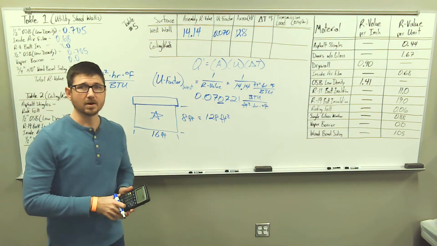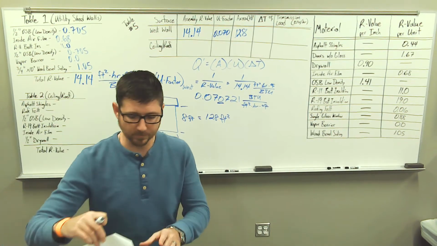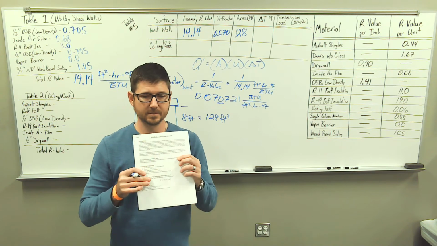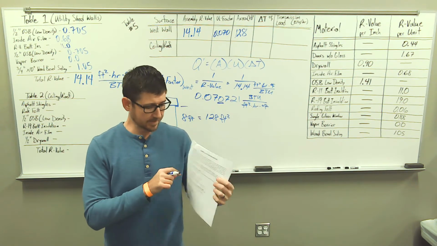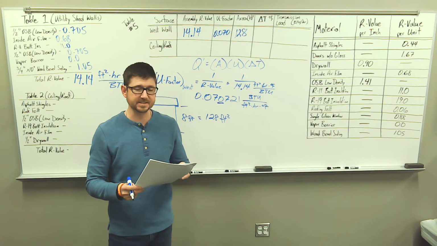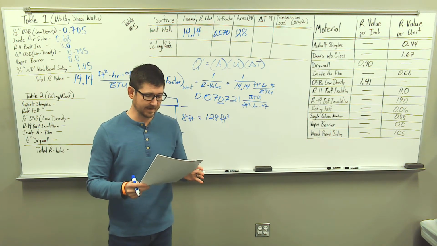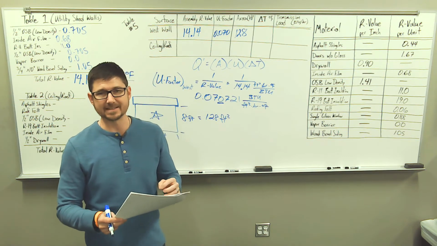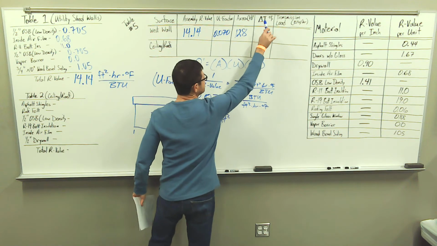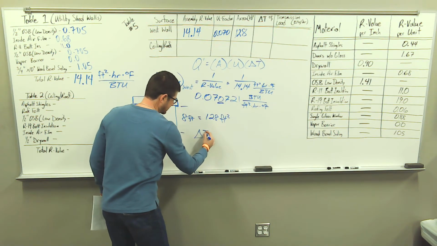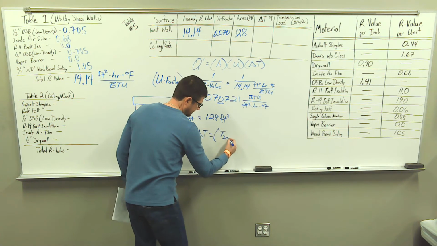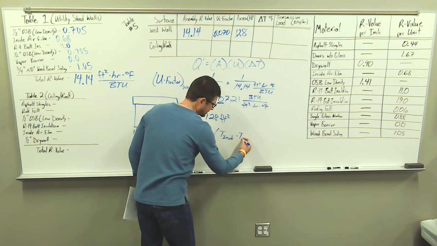Now delta T. On page 1, under the assumptions, in this middle section, it says the desired inside temperature is 70 degrees Fahrenheit and the outside temperature is 9 degrees Fahrenheit. So we're calculating the temperature difference. Delta T is equal to the temperature inside minus the temperature outside.